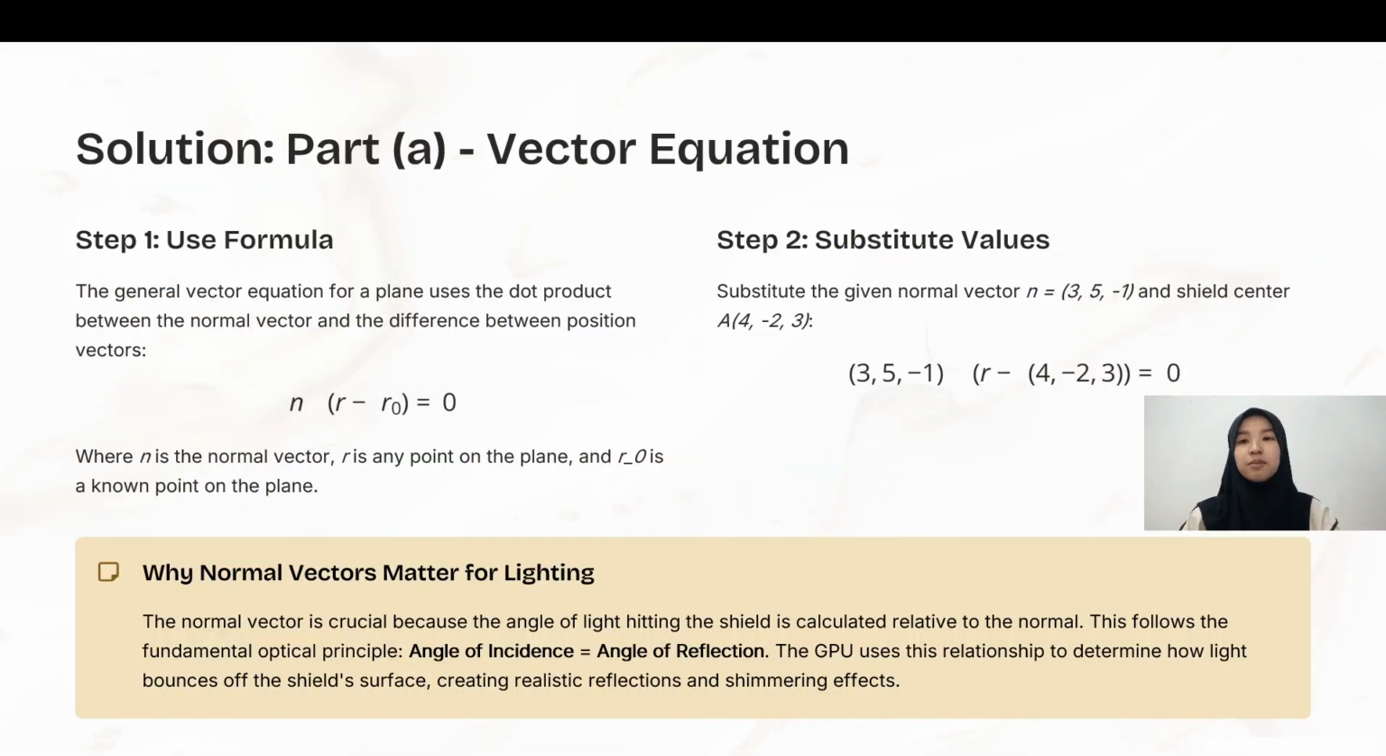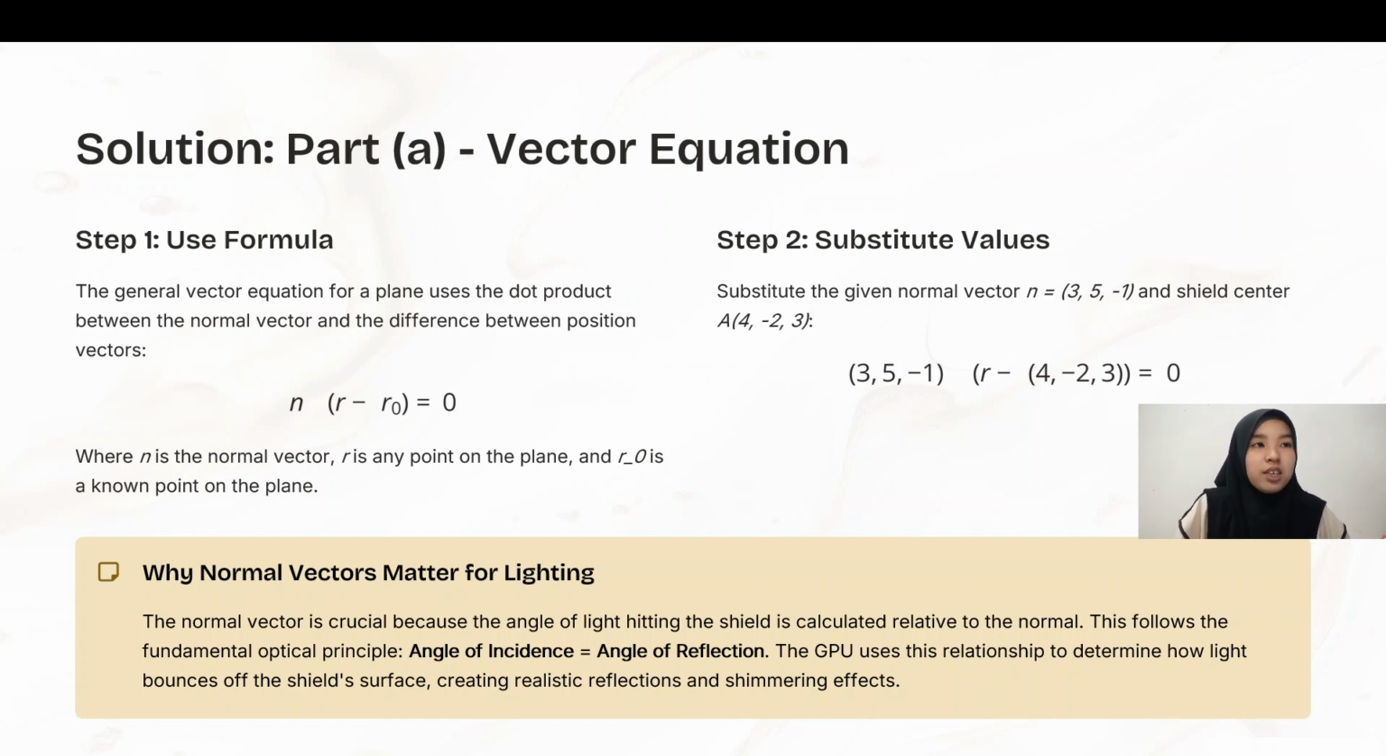Okay, next we see the solution for the question. For part A, we are required to find the vector equation using the given formula. So the general equation of a plane uses the dot product between the normal vector and the difference between position vectors. So the formula is n multiplied by (r minus r naught) equal to 0, where n is the normal vector, r is any point on the plane, and r naught is a known point on the plane. So r is any point, which means that we use P equal to (x, y, z). And step 2, we substitute the values.